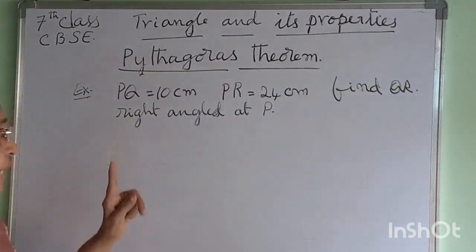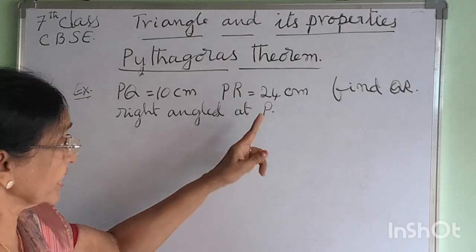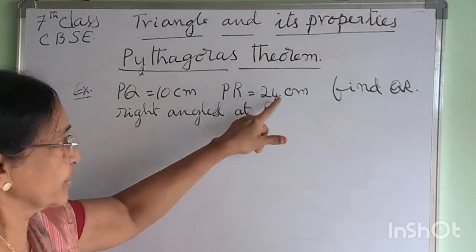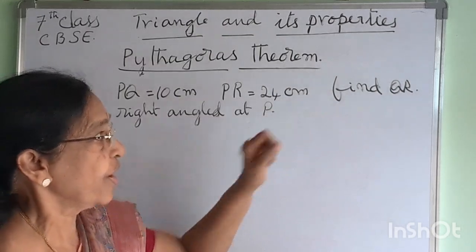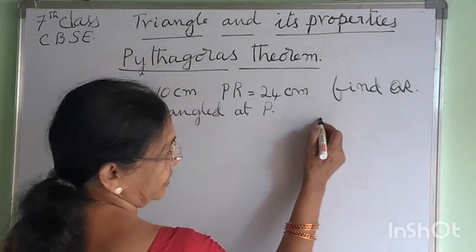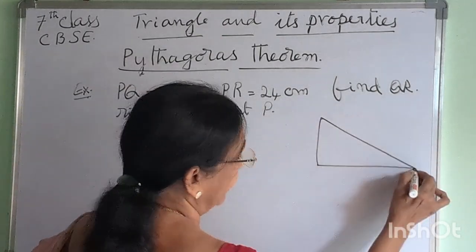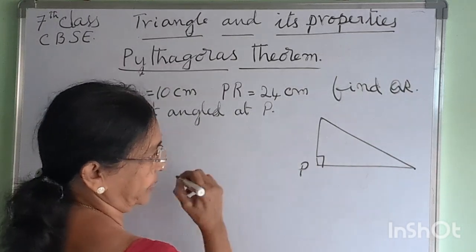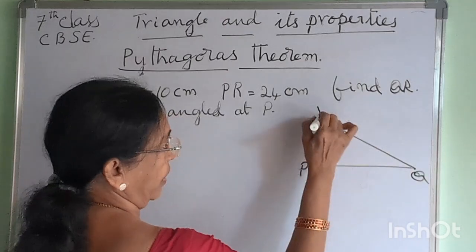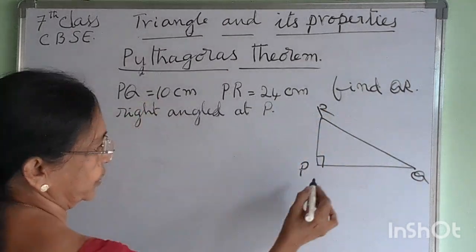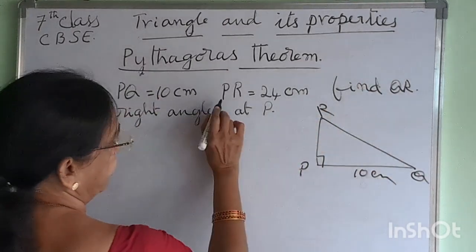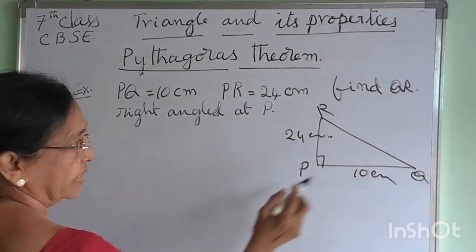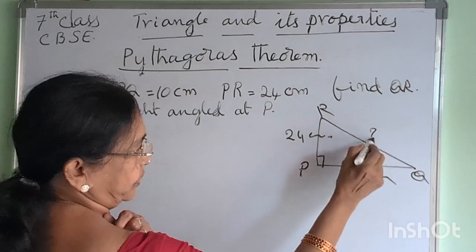In a right angled triangle, the right angle is at P. PQ is equal to 10 centimeters and PR is equal to 24 centimeters. Find QR. Let us draw a figure, a rough figure. The right angle is at P. This is the right angle, so let it be P, Q and R. Here PQ is equal to 10 centimeters and PR is equal to 24 centimeters. Therefore, QR is the hypotenuse.